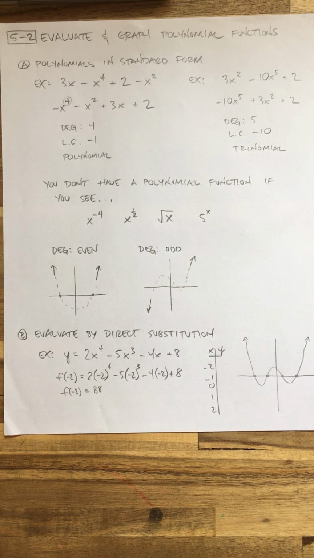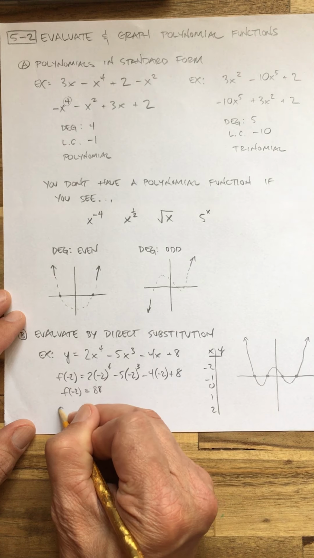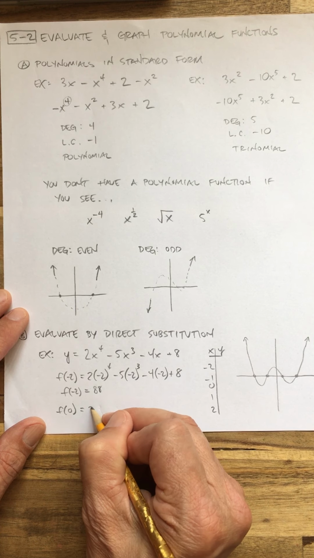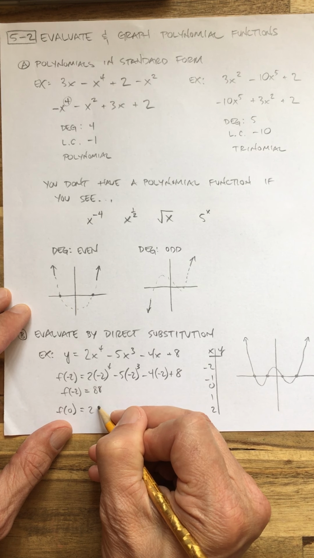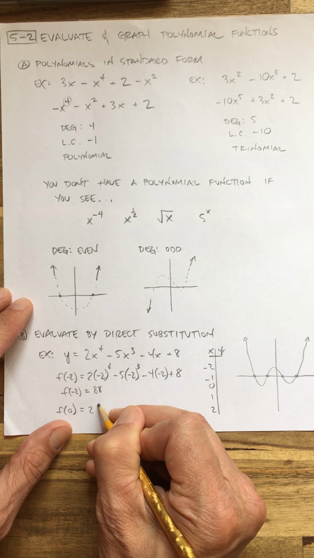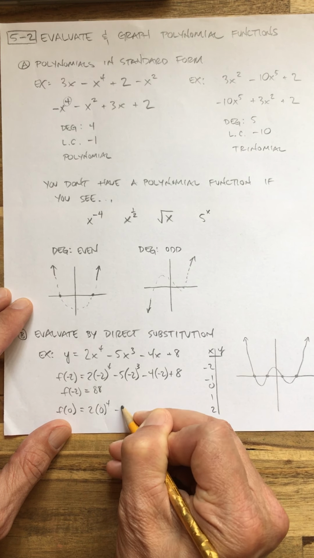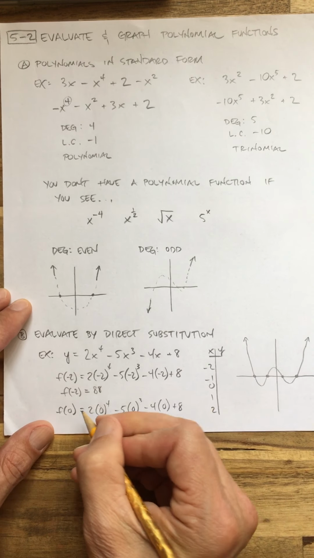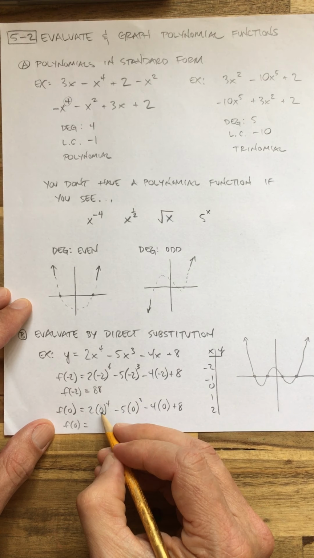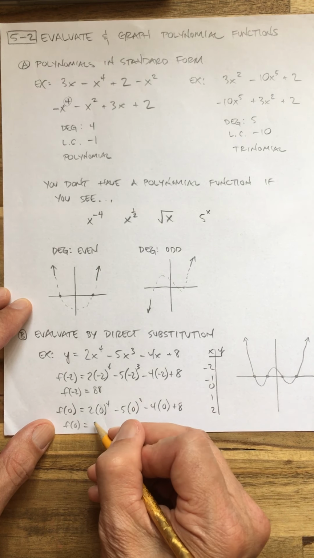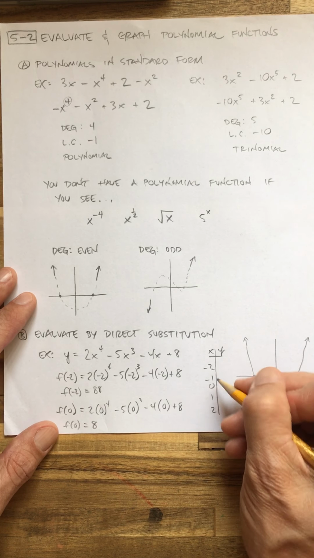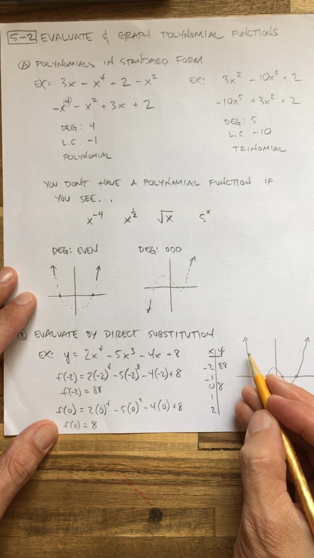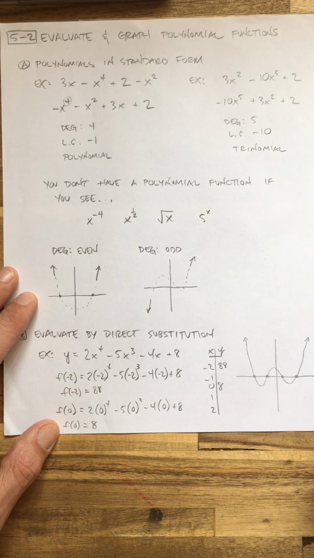Okay, so let's try f of 0. We have 2 times parentheses 0 to the power of 4 minus 5 times parentheses 0 to the power of 3 minus 4 times 0 plus 8. This one's a little easier. F of 0 equals, well, this is 0, this is 0, this is 0. We're just left with 8. Okay, f of 0 is 8. So now you have 8 here, you have 88 here. You're obviously not going to graph that. You're just going to draw an arrow like that at -2, 88.